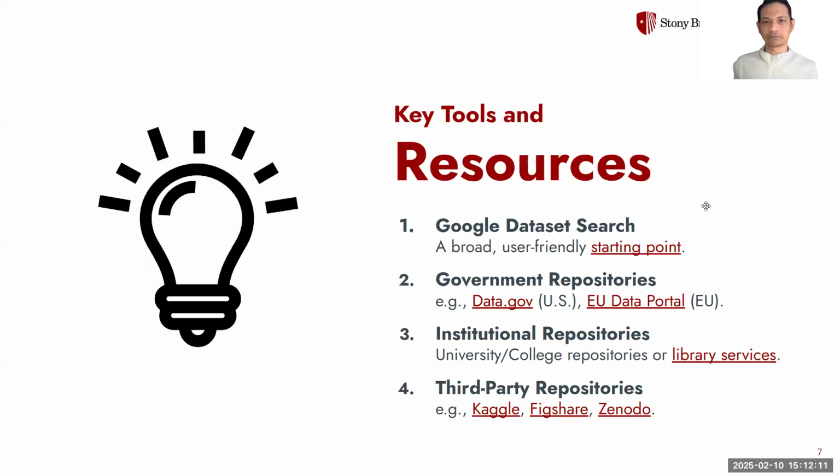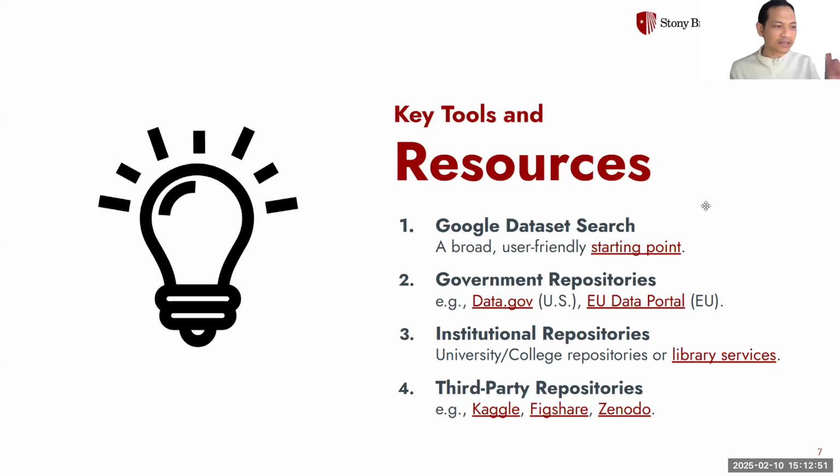All right, so some key tools and resources. Let's dive into some of the main tools and resources for finding open data. My favorite tool here is Google Dataset Search. This is an excellent broad search tool that aggregates metadata from across the web. It's very user-friendly. You can just type in your search term as you would on Google. It's just like Google Search or Google Scholar, but this is for datasets. We'll take a look at Google Dataset Search later.